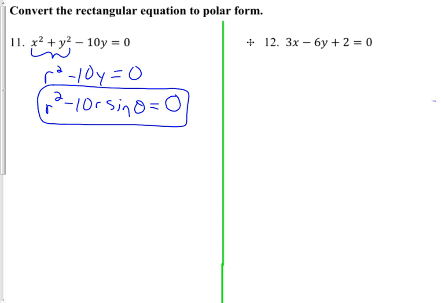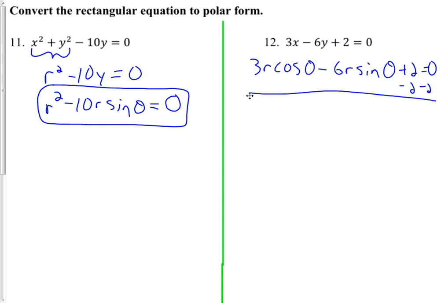This case looks a little messy. We've got 3x minus 6y plus 2 is 0. Our cosine of theta, our sine of theta, so let's plug it in. And in this case, we could move anything that doesn't have an r to the right, so subtract 2 from both sides, and then we'll have pieces that both have r that we can take an r out of. So that's what we're going to do. We've got 3r cosine of theta minus 6r sine of theta is negative 2.